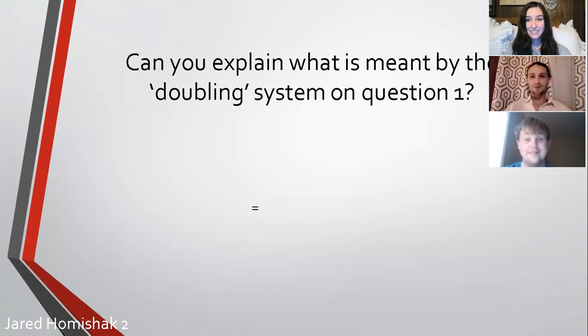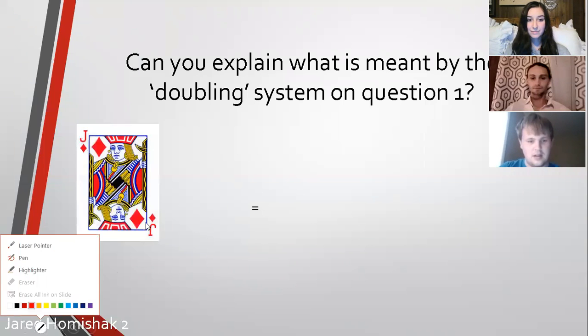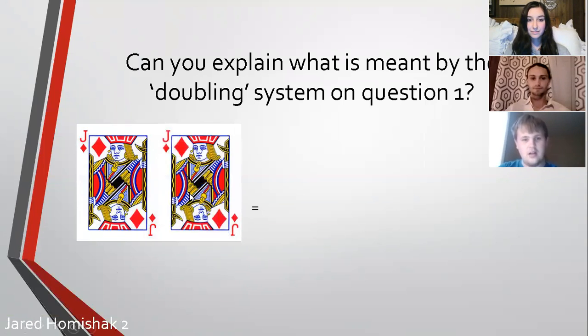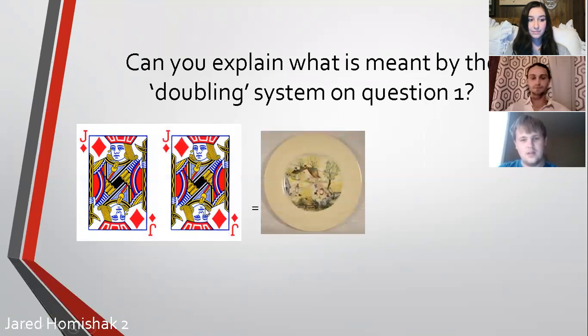Jared, can you explain what is meant by the doubling system on question one? Sure. In this first question, you have various systems, like one jack is equivalent to two jacks, or half a jack is equivalent to a Jill. So two jacks would be equivalent to one Jill, and ultimately, every unit of measurement is either going to be half of the unit or twice as much as a smaller unit, depending on which direction you're wanting to go.